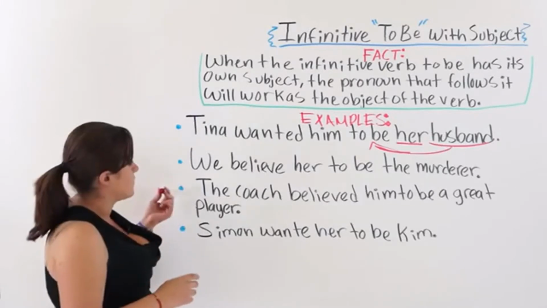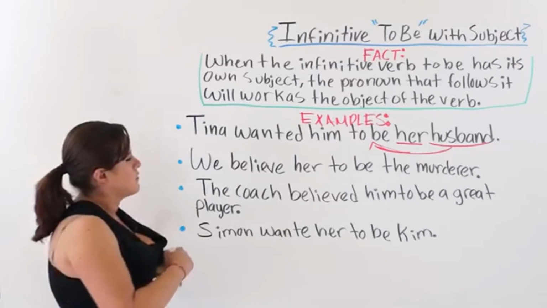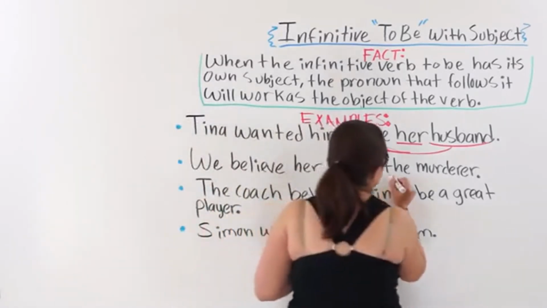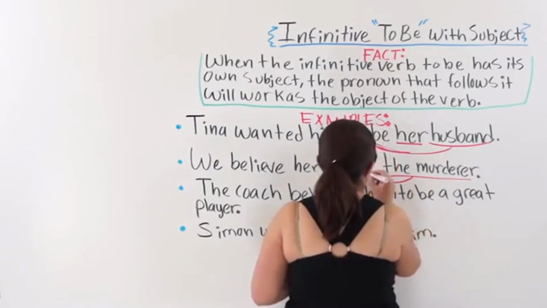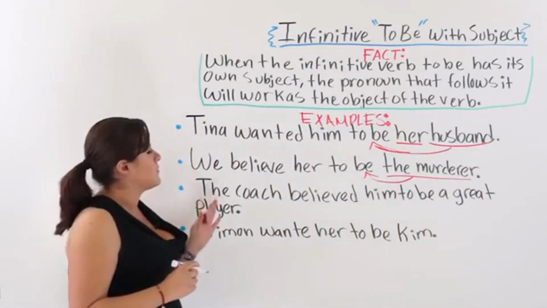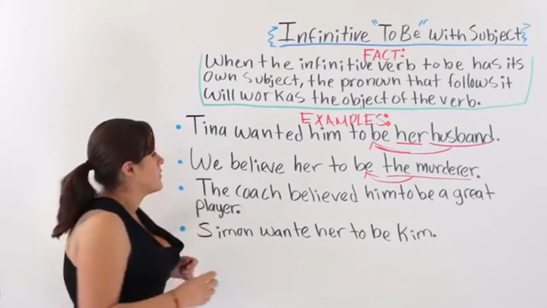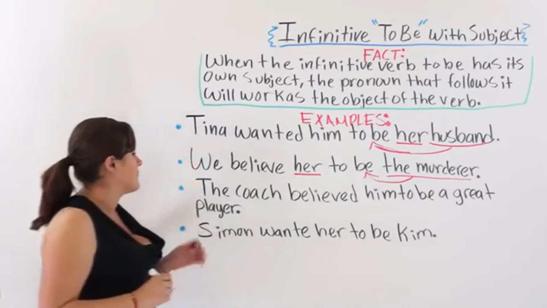And the next one says, we believe her to be the murderer. The murderer here is working as the subject of the infinitive. We believe her to be the murderer. So we must use an object pronoun, her.